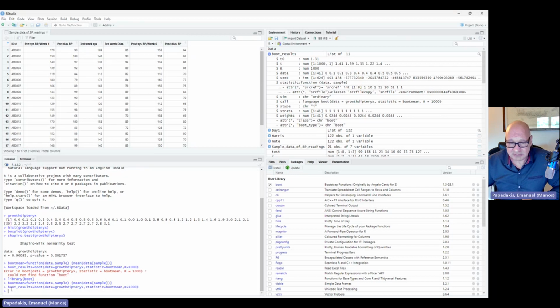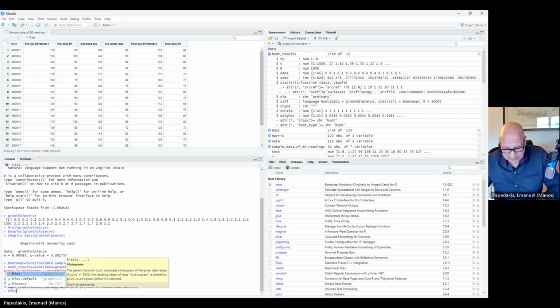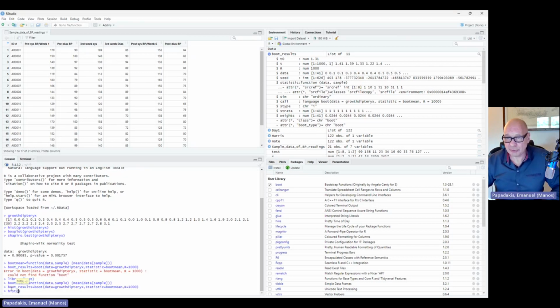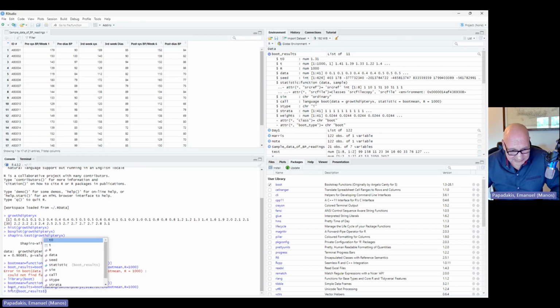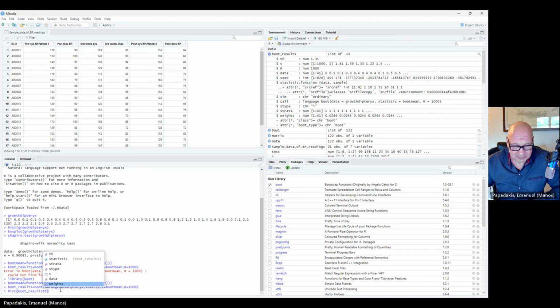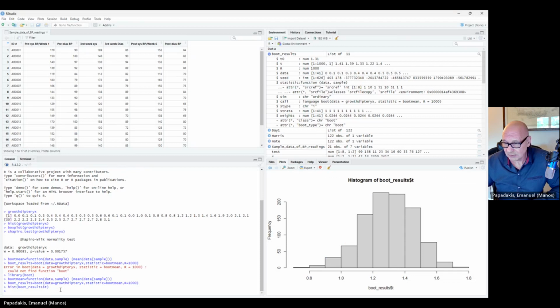So if I want to see them now, I want to do hist to do the histogram, and you will see how better they look. Select the boot results. Now put the dollar and t, okay? Because these are the t data. t0 is the original, the average of the original data set. And here you have the histogram. It does have some lack of symmetry, but it's a lot better.